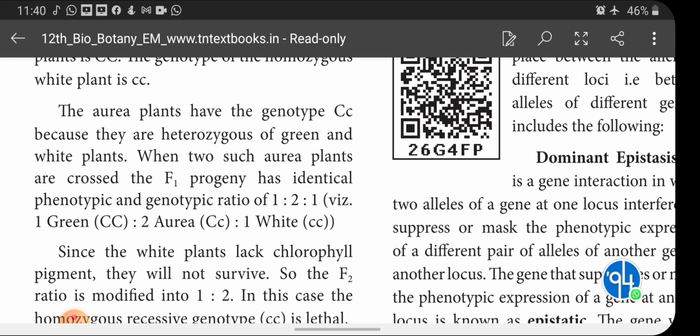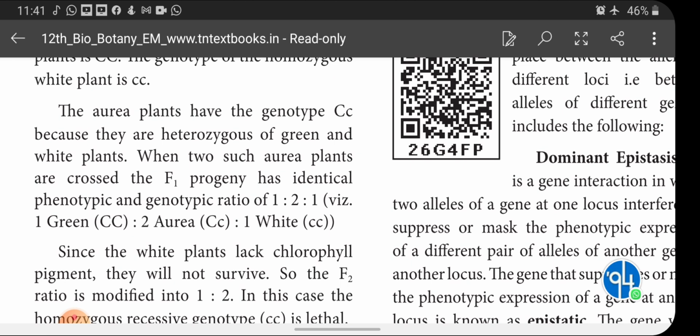In the snapdragon plant, as I said, it has three types of plants: green, yellowish green, and white. Both green and white have homozygous alleles. Green has capital C, capital C, both alleles the same, that is homozygous. In the same way, in the white plant the alleles are small c, hence it is also homozygous. But the F1 plant, that is Aurea, consists of heterozygous alleles, one capital C, one small c.